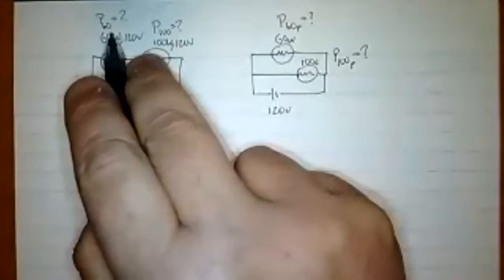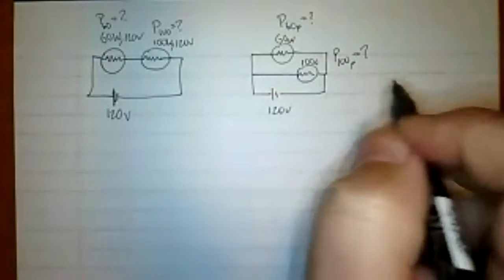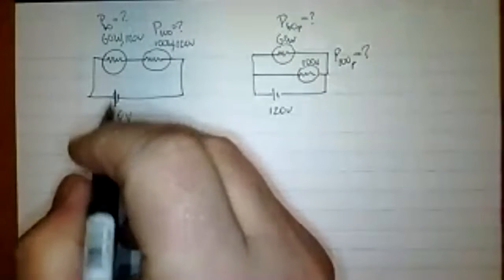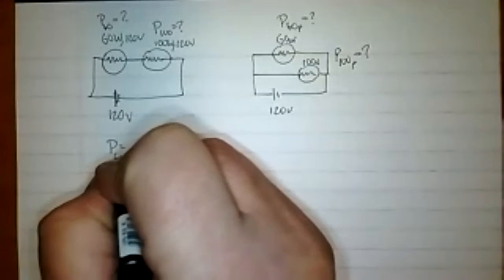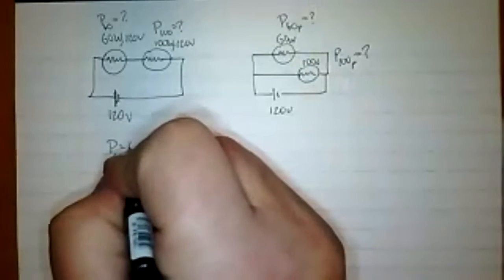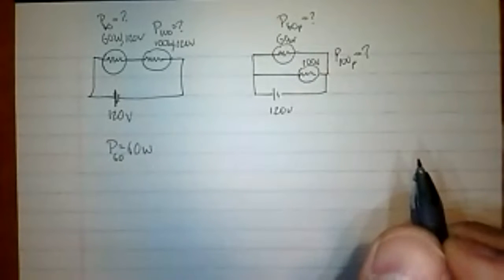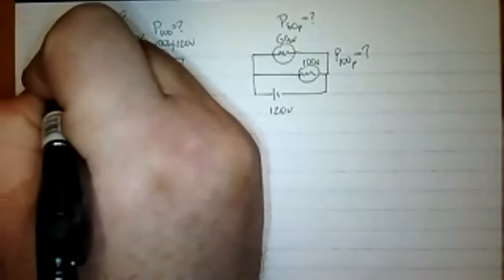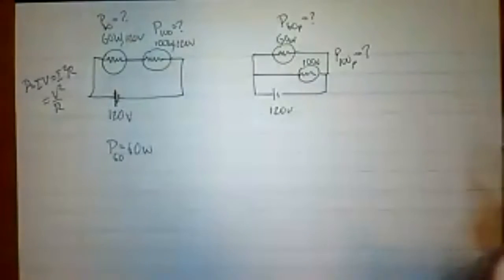And that's our symbols. P60 and P100 just means series. P60 parallel, P100 parallel means in parallel. So what we can do is we're going to basically say, oh, well, I know that the power, P, for the 60 watt bulb is equal to 60 watts when it's connected to 120 volts. We know that P is equal to IV, which equals I squared R, which equals V squared over R.